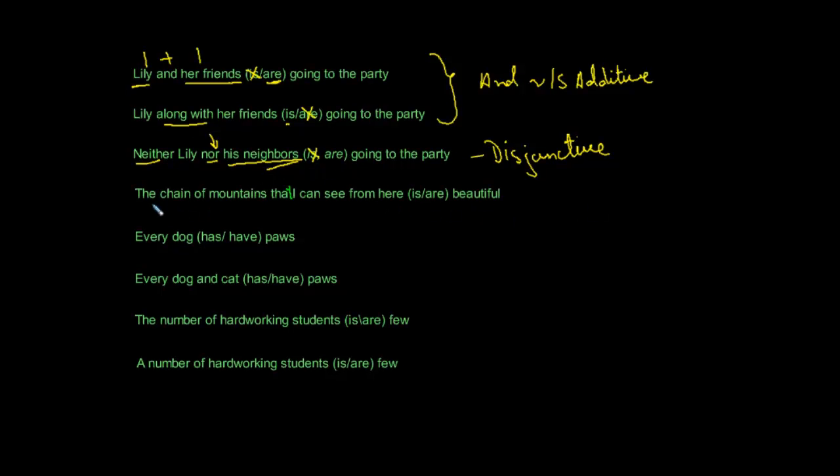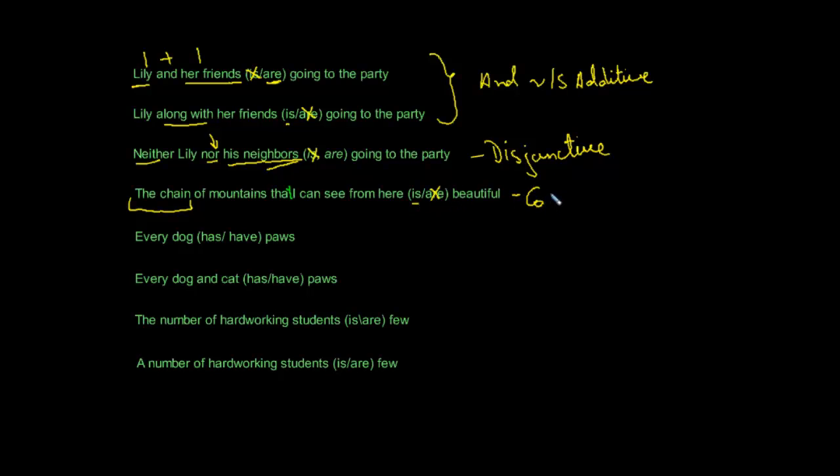Now the next one: the chain of mountains that I can see from here dash beautiful, is or are? So in this sentence, where is my subject? My subject says the chain of mountains that I can see. So what am I looking at? Am I looking at mountains? No, I'm looking at the chain of mountains, not mountains. Is chain singular or plural? Singular. Mountains is plural, but I'm not talking about mountains. I'm talking about chain. So the correct answer should be is and not are.